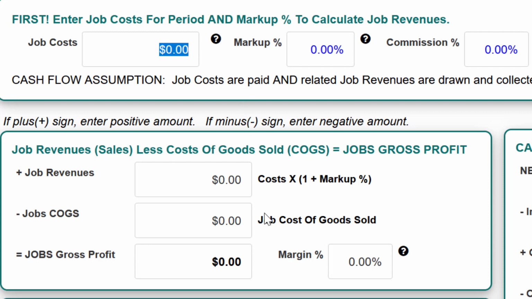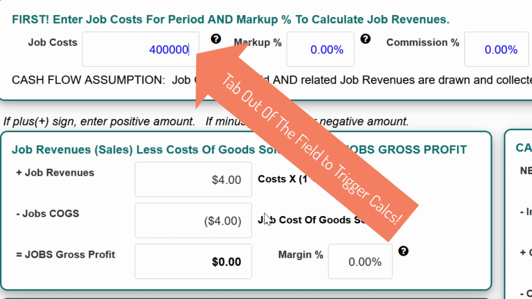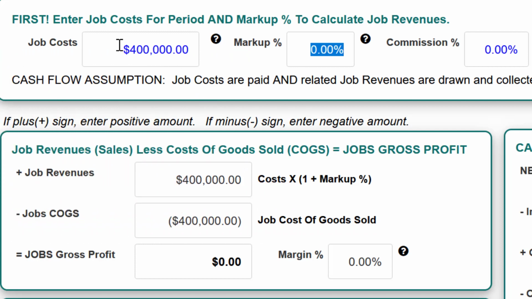we think we'll only build one house that costs $400,000. Many custom homes cost much more than this, but we're using it for an example. Now notice that when I typed in the job cost, that's what I think the exact direct costs are, that $400,000 got put down here in something called job costs of goods sold. And as I've said, job costs are referred to as costs of goods sold to help figure out what your gross profit is. Right now, we don't have any gross profit because we have not entered a markup percent here.